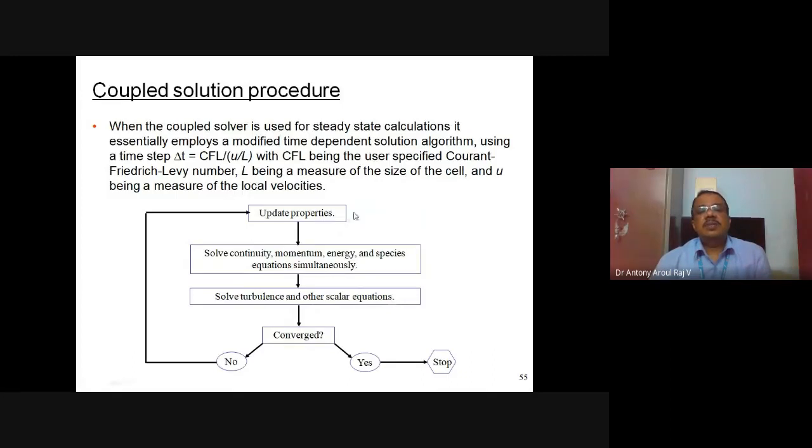If it is a transient problem, we will be solving it in transient form, but all the equations will be solved simultaneously. All the transient equations will be solved simultaneously, and finally we will solve the turbulence equations. There is a time restriction because of stability, which is called the Courant-Friedrichs-Lewy condition. The number is U delta T divided by L.